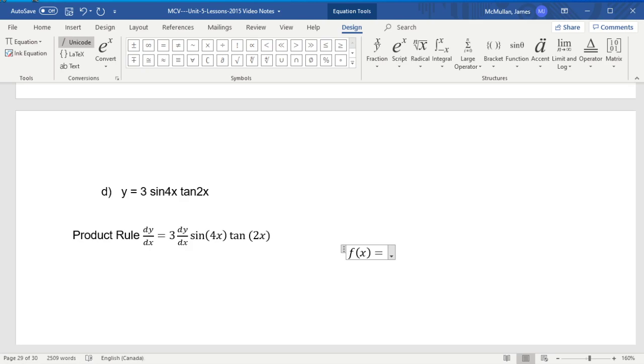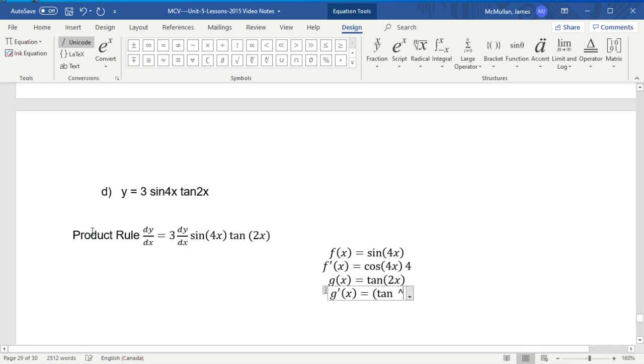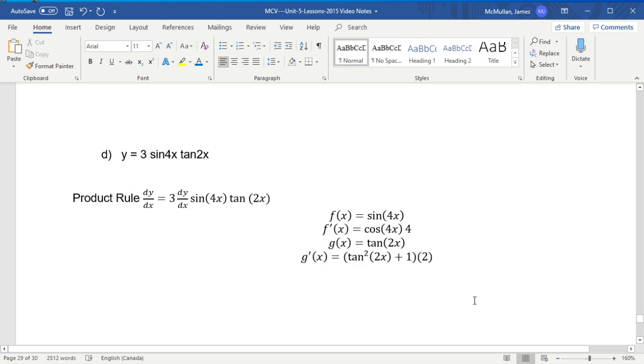Let's call the f function sine of 4x. Therefore, f prime is equal to cos of 4x times 4. G of x, let's say, is tan 2x. Therefore, g prime of x, okay, so look at how this is done. Start a bracket, tan squared, copy the 2x, plus 1, then take the derivative of the inside of the bracket. You get that, okay? Now, let's put all this together using the product rule.